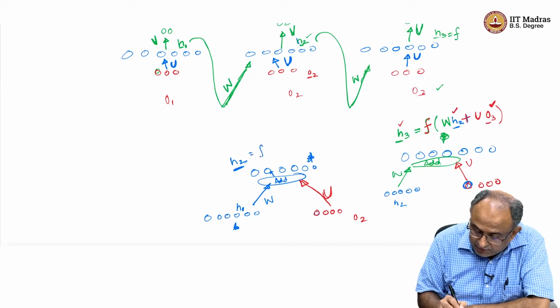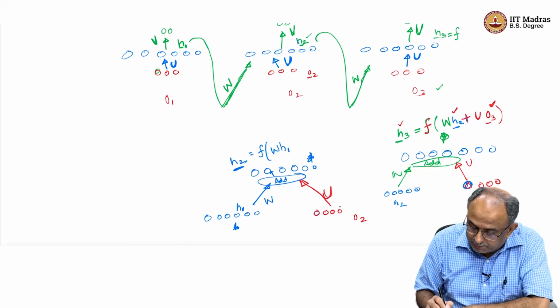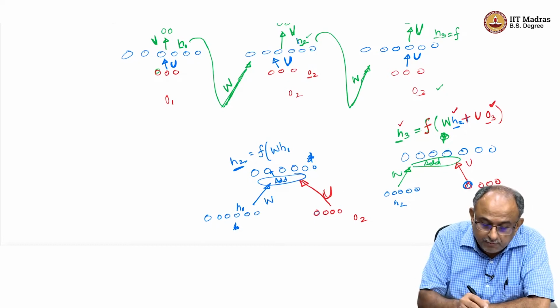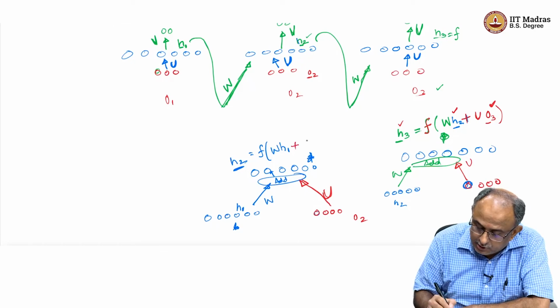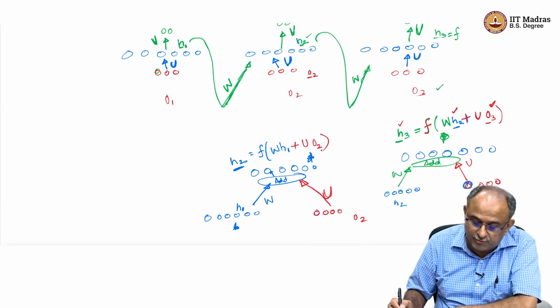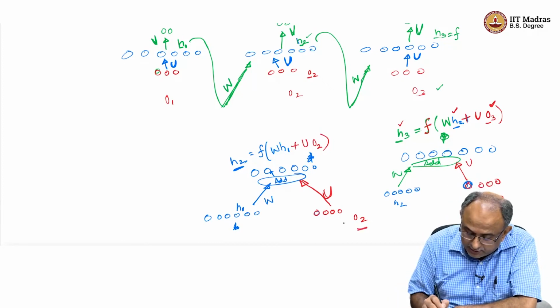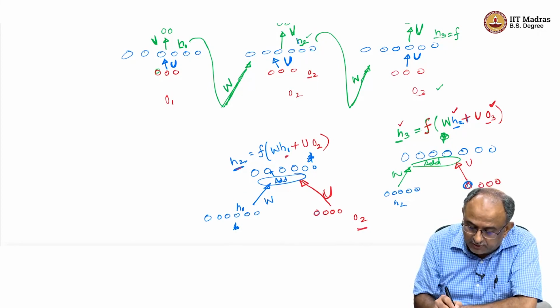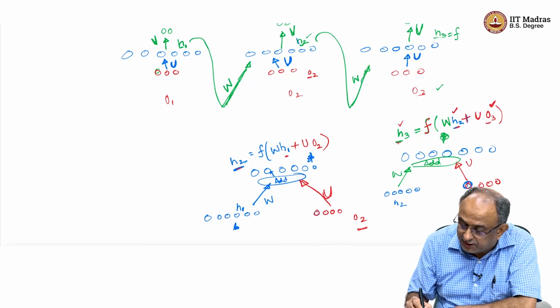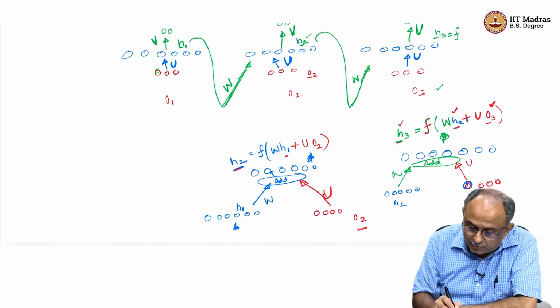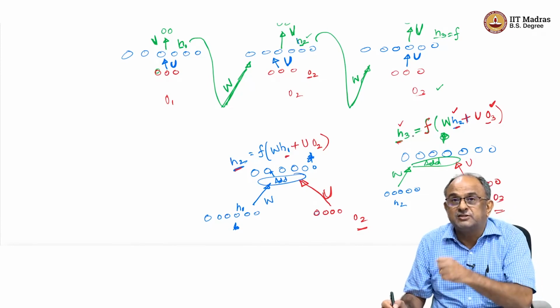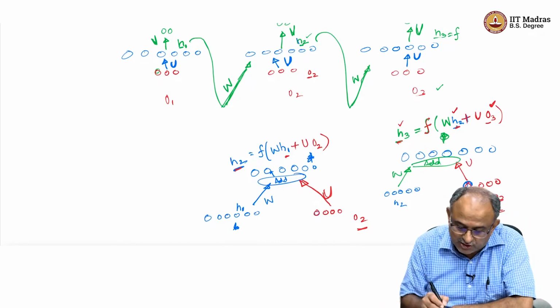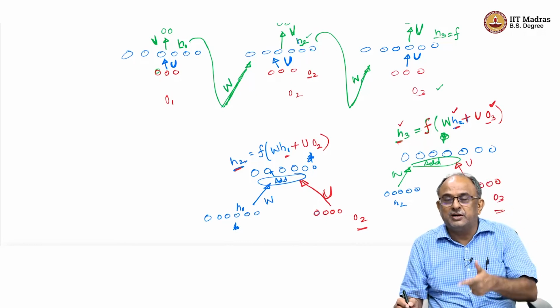H2 itself is going to be influenced by W times H1 plus U times O2. So, if you look at H2, H2 is influenced by both the current input and the output from H1. So, H2 is influenced by H1, right, but H3 is influenced by H2 and H2 itself is influenced by H1. So, H3 now has the whole history. It depends on H2, but H2 itself depends on H1. So, both H1 and, okay.